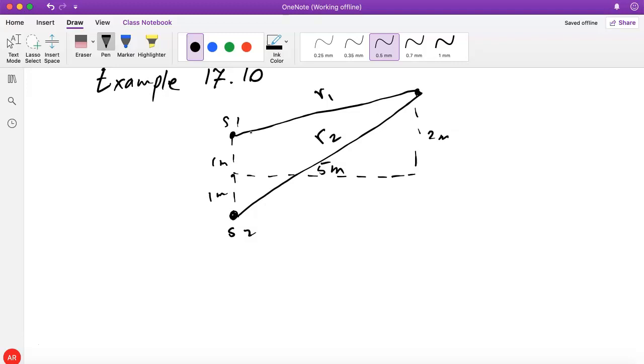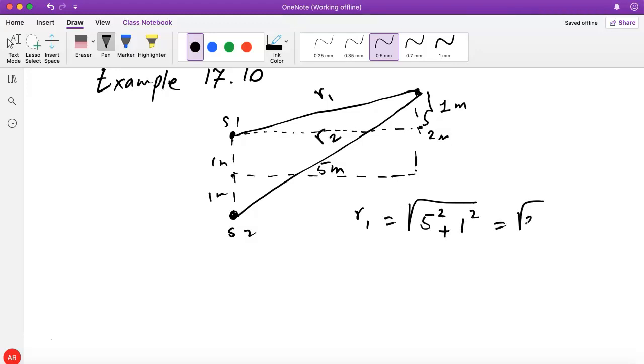Okay, so for example, if I look at this right triangle, if I draw a line here horizontally, well, I know from here to here I have 1 meter, from here to here I have 2 meters, so this distance from here to here should be 1 meter. And then I have my triangle, so this side is 5, this side is 1, so R1 should be the square root of 5 squared plus 1 squared, that's square root of 26 meters.